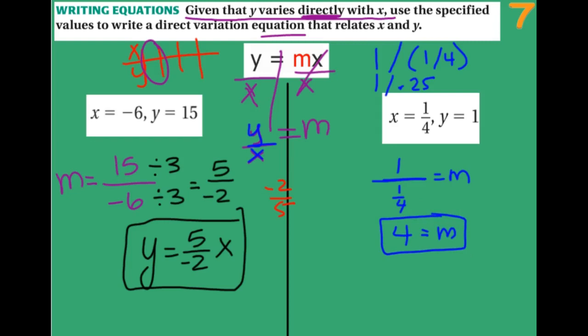Now, for those of you that's confusing, if you have $1 and you divide it into 1/4, you have 4 quarters, or 4 25-cent pieces. So that's our slope, but we need an equation. y equals 4x, because that's our m, our slope.